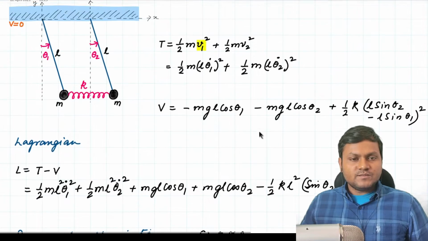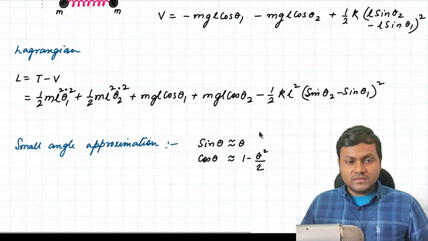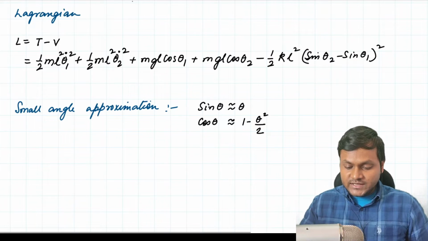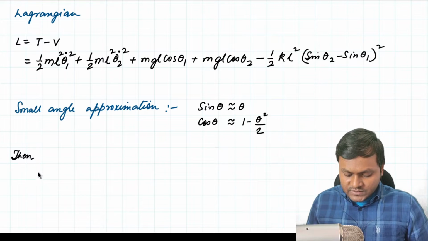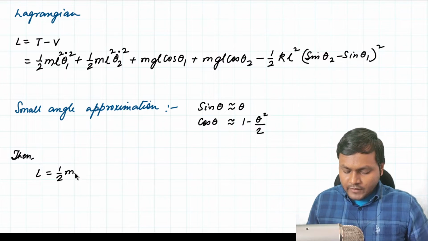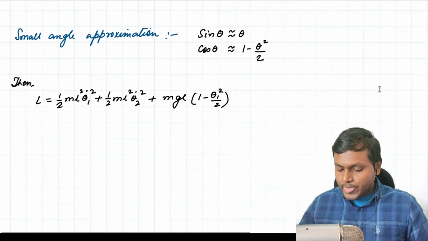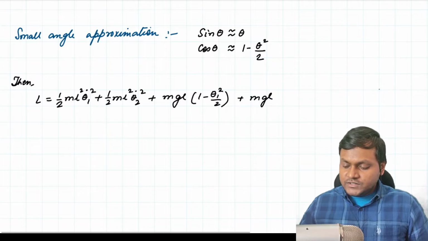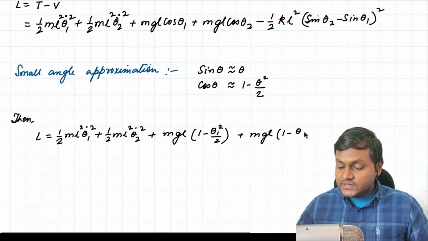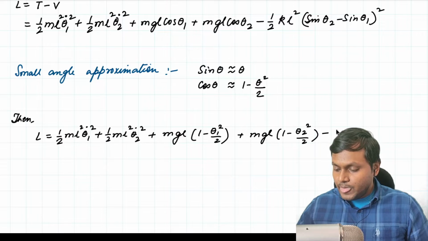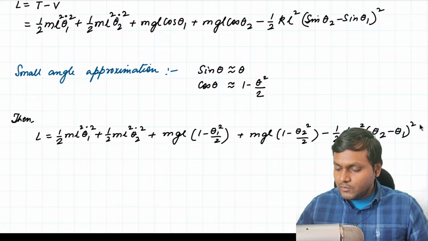So if we make this small angle approximation to the coupled pendulum system, then what is the nature of its Lagrangian? In that case, the Lagrangian becomes L is simply equal to half m L square theta 1 dot square plus half m L square theta 2 dot square plus m g L times 1 minus theta 1 square upon 2, and then plus m g L times 1 minus theta 2 square upon 2, minus half k L square. Here it simply becomes theta 2 minus theta 1 whole square.